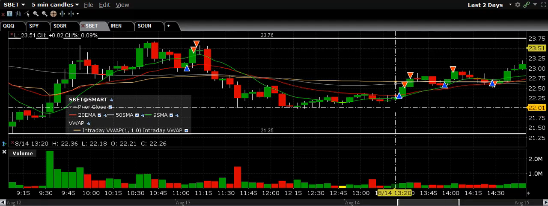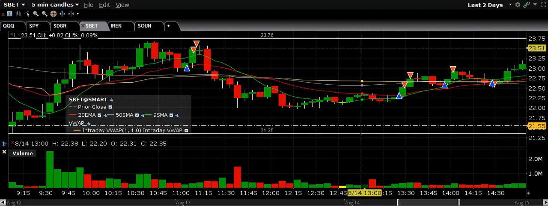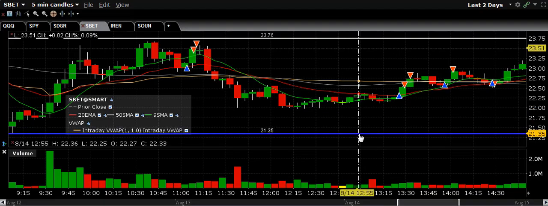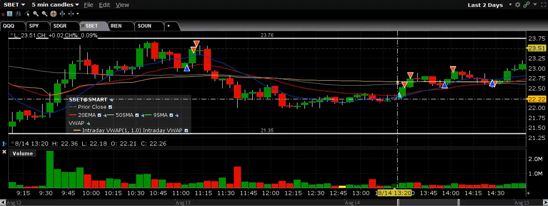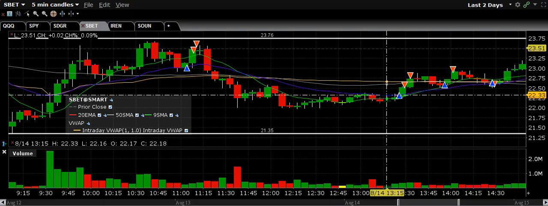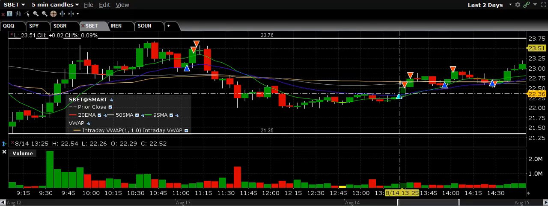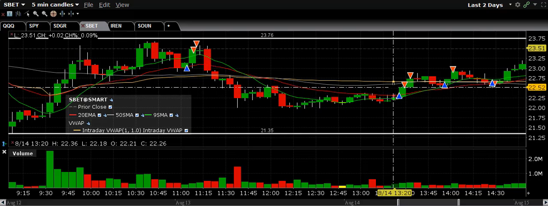Had it broken down, my target would have been probably close to the pre-market low here of 21.35. But as soon as I saw this peak above this range right here, you can see I took my entry at about, looks like 22.36, 22.37.